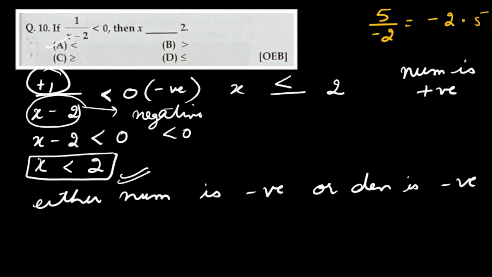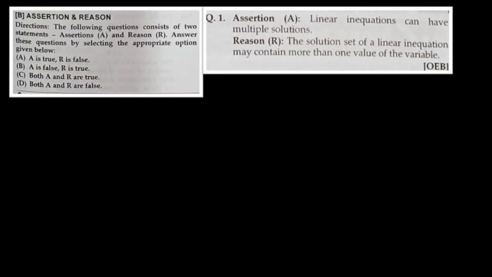So 10 MCQs we have done. Now let's do assertion and reason based questions. 4 to 5 questions we will do, and then we'll end the class. So these options we will be using in the next few questions. Option A, as usual, A is true, R is false. Option B, A is false, R is true. Option C, both A and R are true. And option D, both A and R are false.